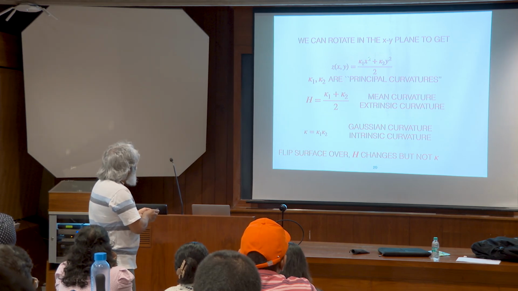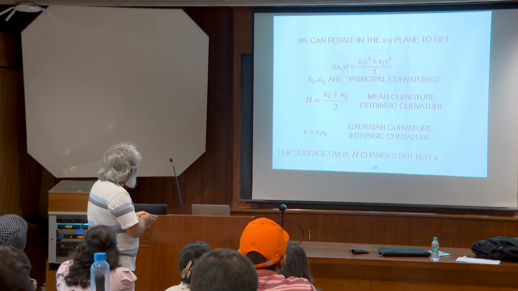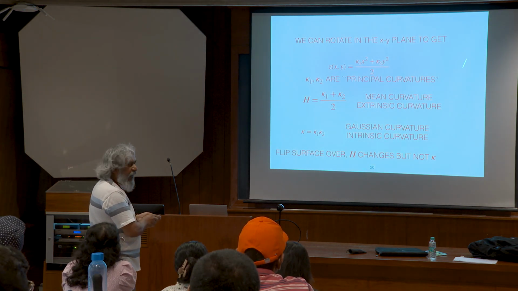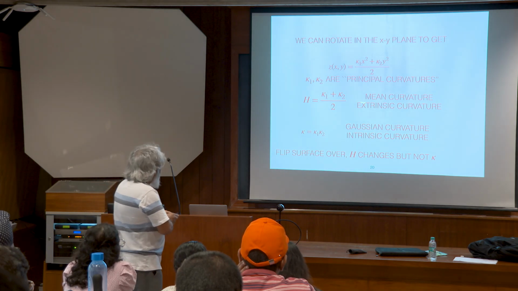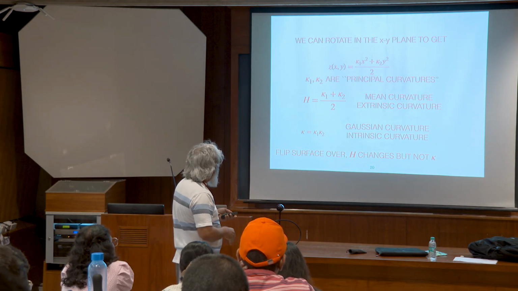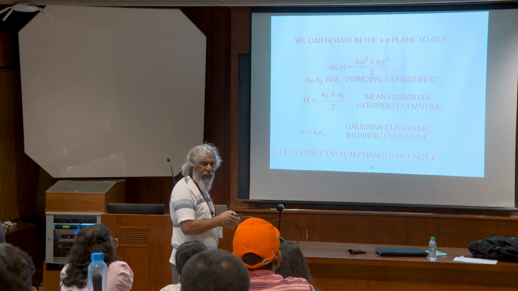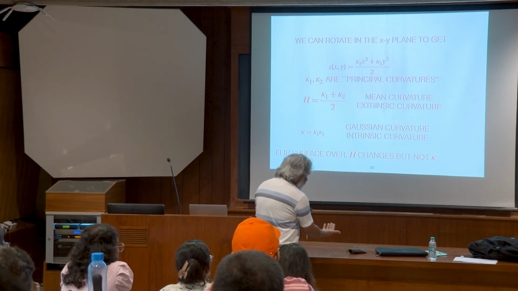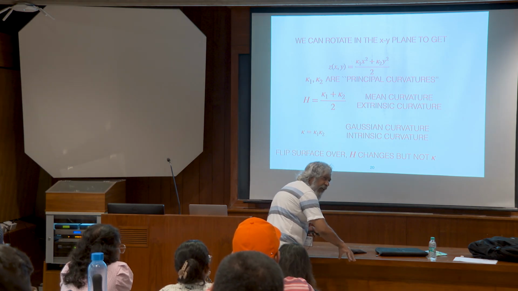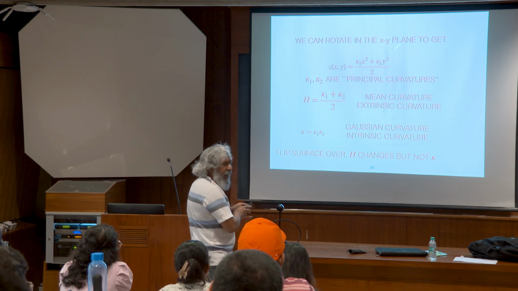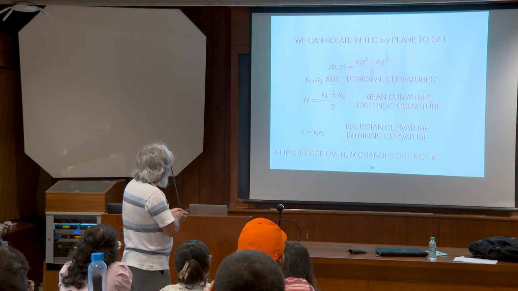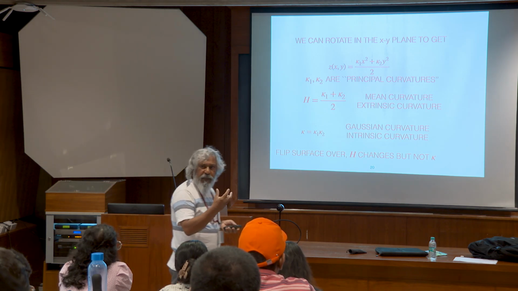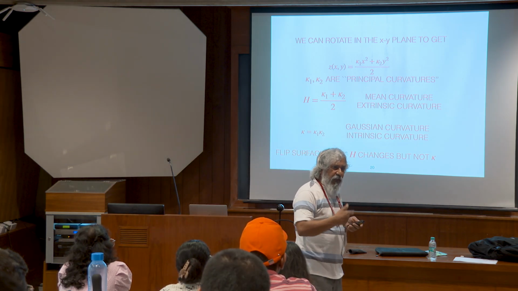Now, given two numbers, K1 and K2, you can do two things with them. You can take their average, which is the mean curvature, and you can take their product, which is called the Gaussian curvature or the intrinsic curvature. The mean curvature is called the extrinsic curvature because it depends on the way in which that surface is placed in three-dimensional space. For example, if I were to take a surface which is concave upwards and turn it down, both kappa 1 and kappa 2 will change sign. And that means that H will change sign because the sum will now change sign. But the product will not change sign. So the product is something which captures the intrinsic geometry of that surface.